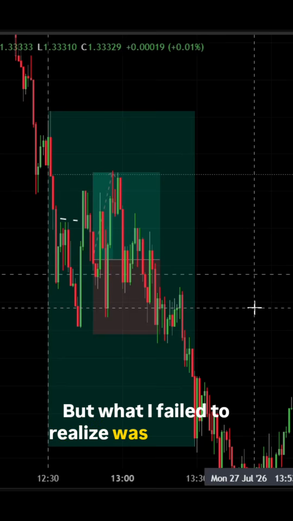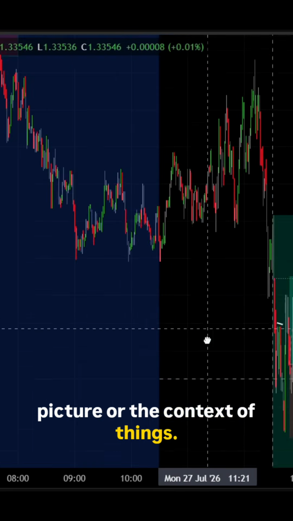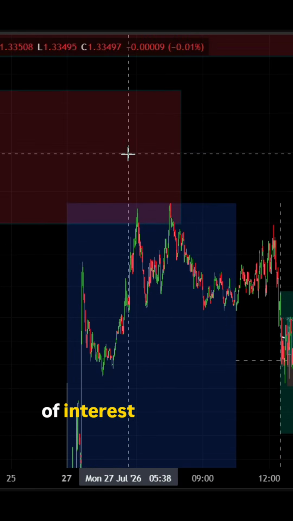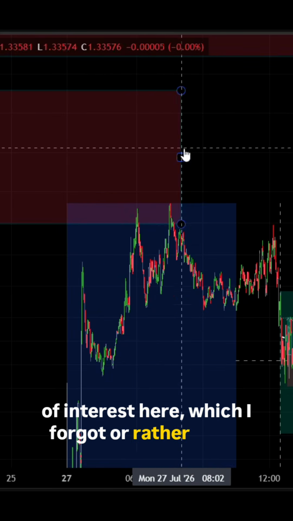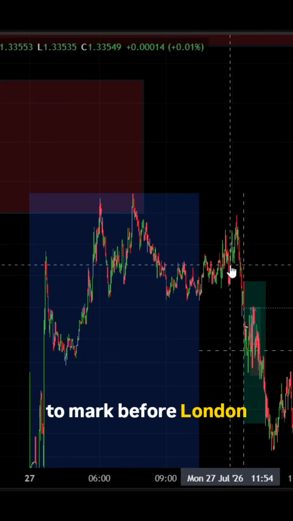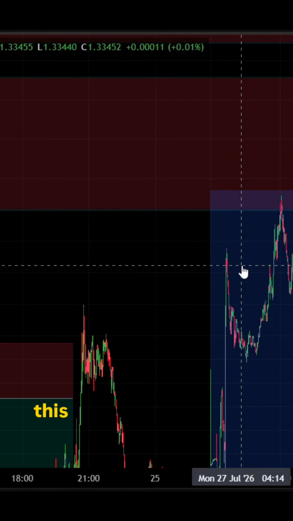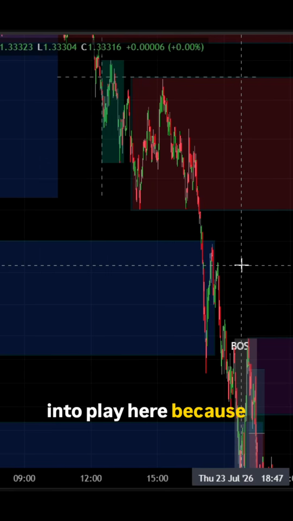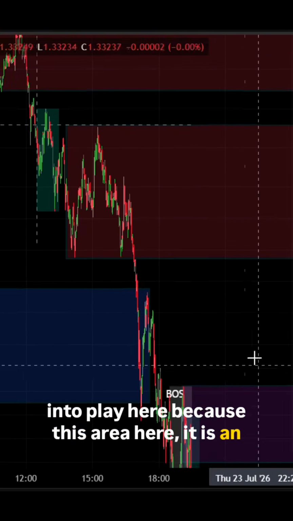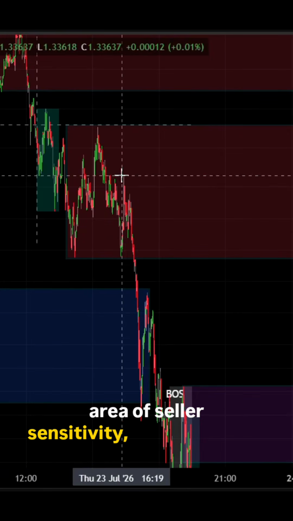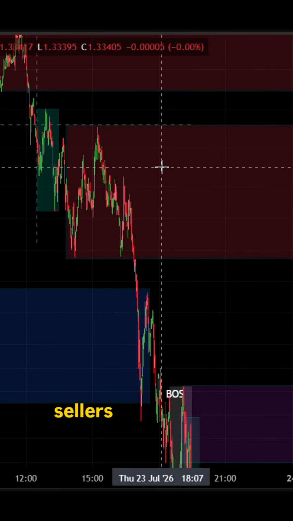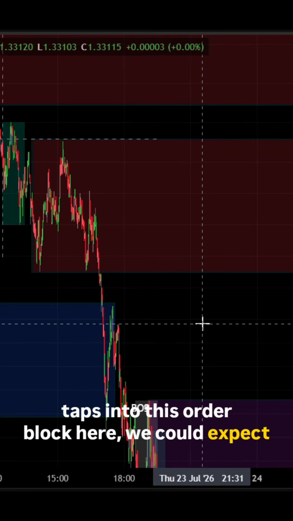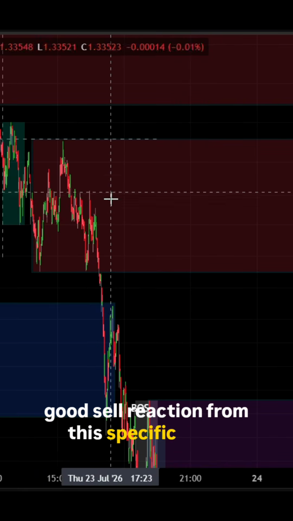But what I failed to realize was the bigger picture or the context of things. So what was really happening was that this point of interest here, which I forgot or rather failed to mark before London opened, and hence that's why my poor analysis came into play here, because this area here is an area of seller sensitivity, meaning if price action taps into this order block here, we could expect good sell reaction from this specific area.